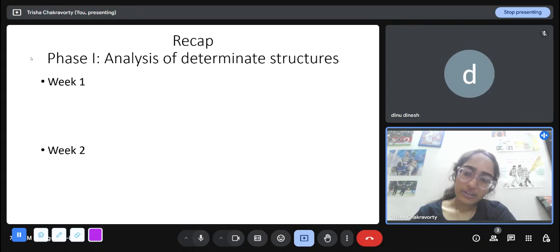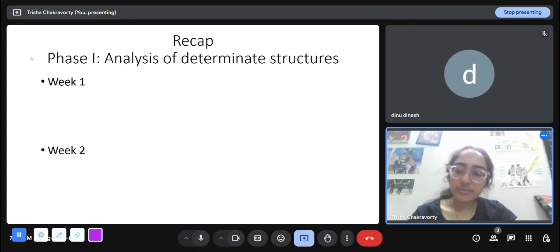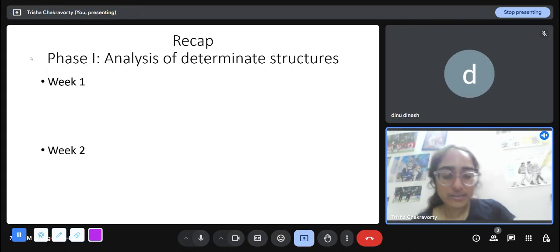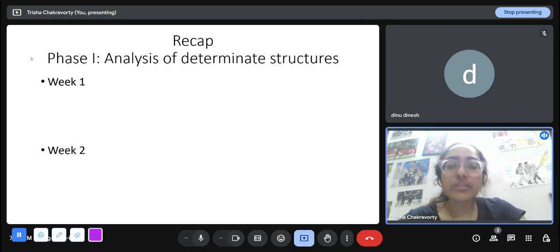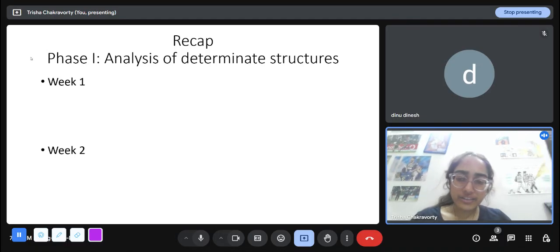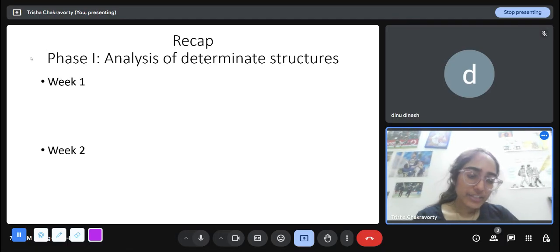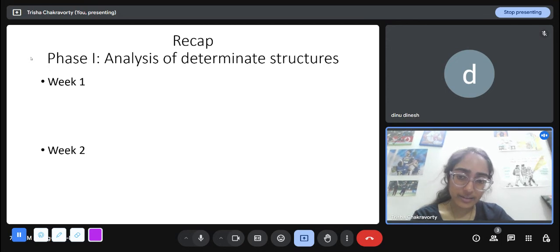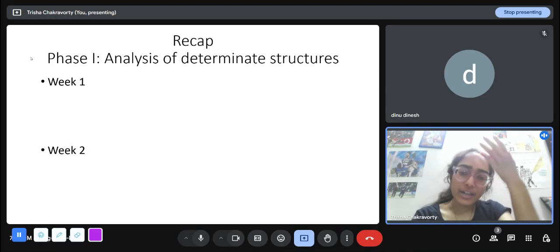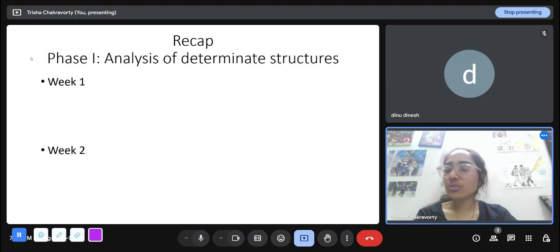Phase 1, for the first 6 weeks, we looked at analysis of determinate structures. We also looked in detail at the concept of indeterminacy, which means the degree of redundancy in a structure. The more the degree of indeterminacy, the safer the structure is. That means it can withstand more failure before it actually collapses. So all real world structures are highly indeterminate.